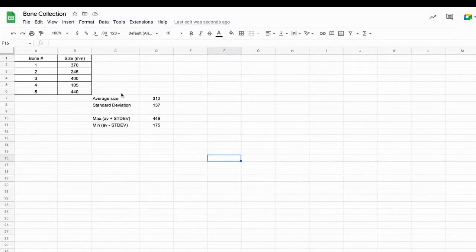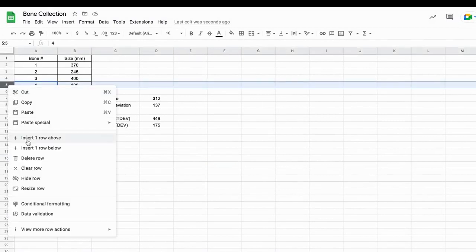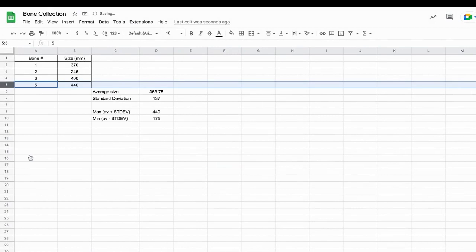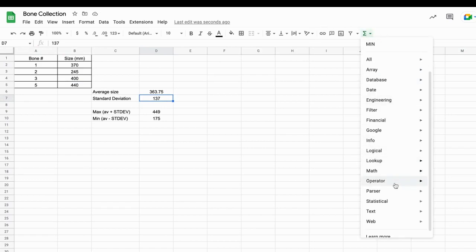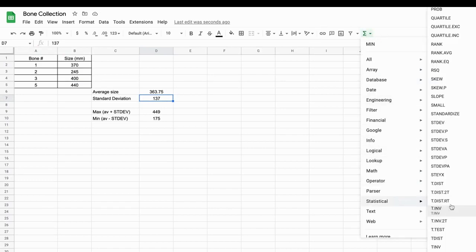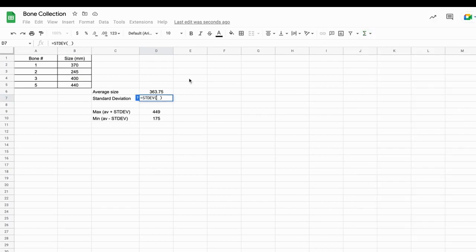Let's see how the average and standard deviation change if I eliminate or take out bone number 4, the deviant. So I'm going to delete that row, and now I'm left with just the 4 bones, and I have a new average. Standard deviation needs to be changed. That didn't change automatically. So let's go to the formula, statistical, up to standard deviation, and just highlight the 4 bones remaining in my data set.